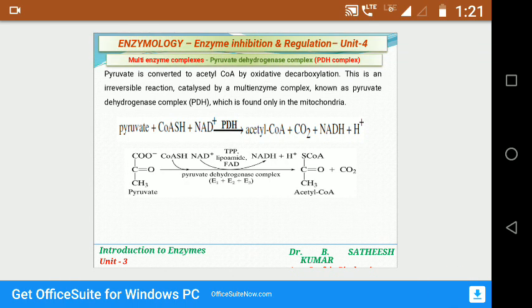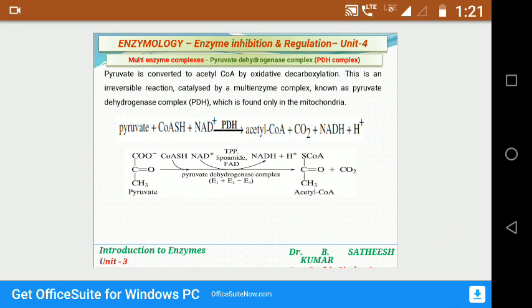With this, we have finished discussing the regulation of enzyme activity. Enzyme activity is regulated by covalent modulation, zymogen activation, and isoenzymes. And we have two important small subtopics in this fourth unit. The first one is multi-enzyme complexes. Some enzymes are not simple enzymes, they are multi-enzyme complexes.